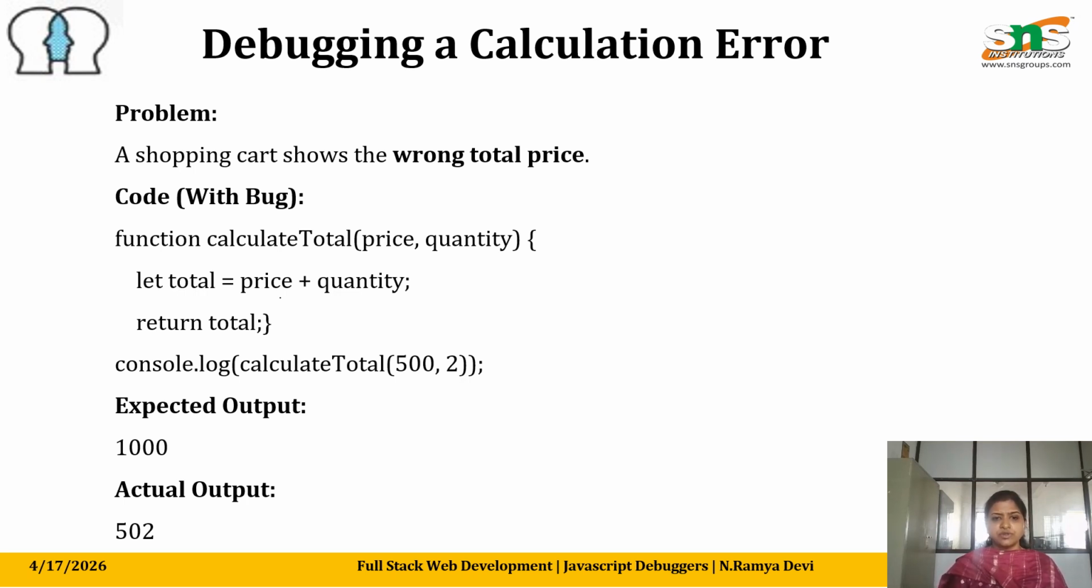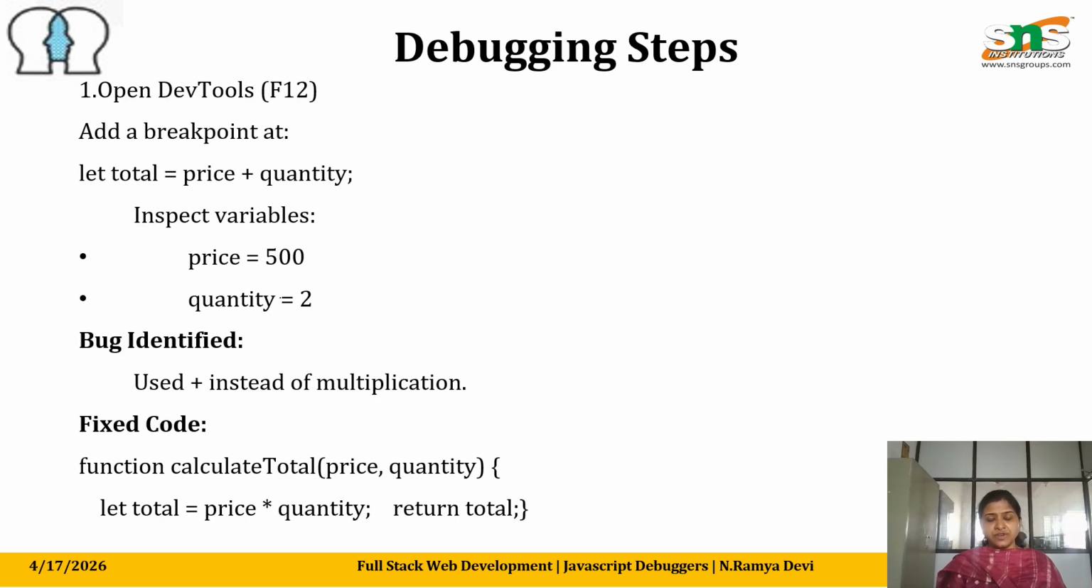The expected output will be 1,000, but the actual output we got is 500. So how can it be debugged? First, we press F12 on the keyboard so that it opens the DevTools console. Then we add a breakpoint at, for example, let total = price + quantity, and inspect those variables. Here price is equal to 500 and quantity is equal to 2.